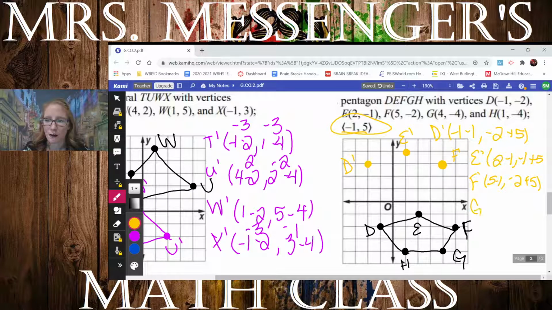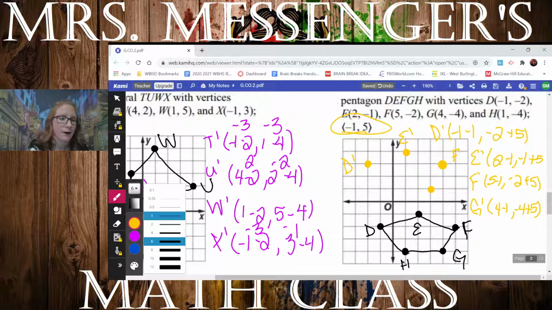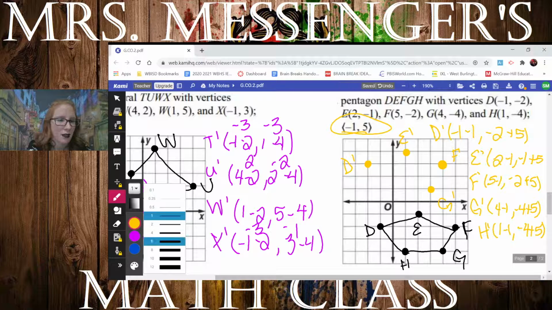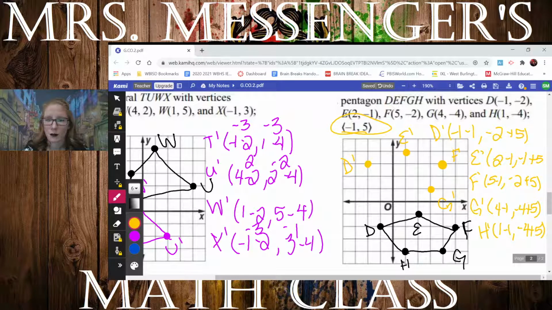And then we have G prime, which is 4 minus 1 and negative 4 plus 5, which is the same thing as 3, 1. And that's G prime, so let's label it. And last on this one is H prime, so 1 minus 1 and negative 4 plus 5. So that gives me 0, 1, which is H prime. And then I connect my dots as best as I can.